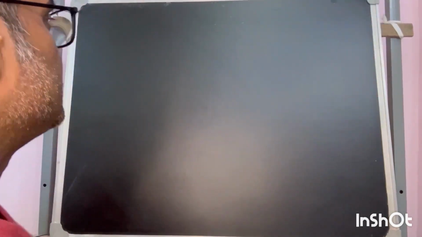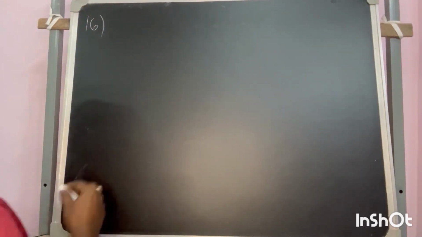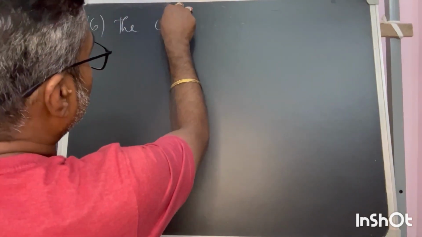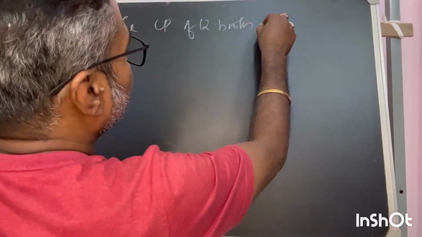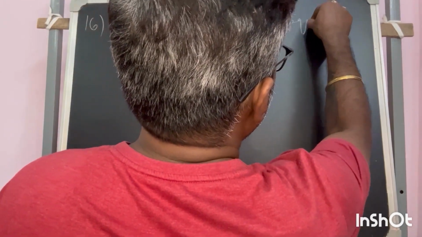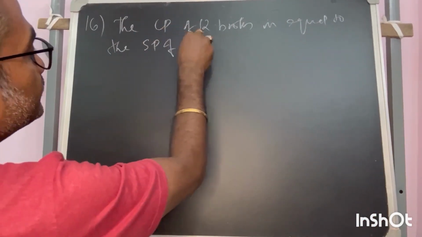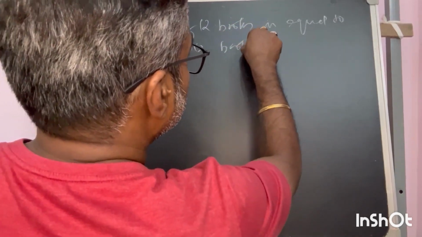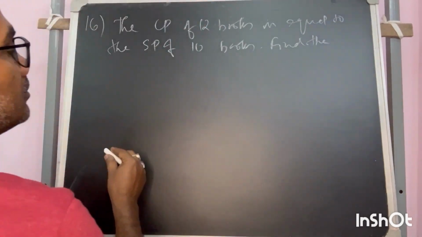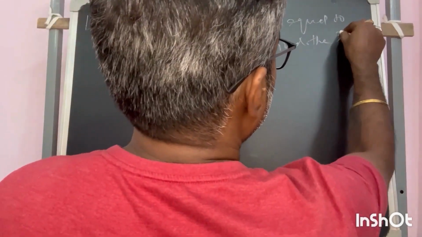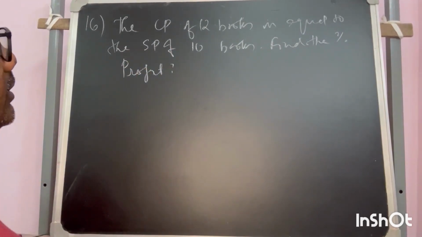The next problem is problem number 16. Problem number 16 says the cost price of 12 books is equal to the selling price of 10 books. So find the percentage profit. Okay, now it is very easy to understand.